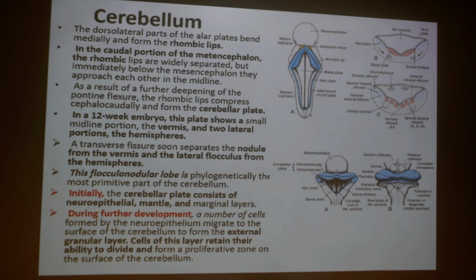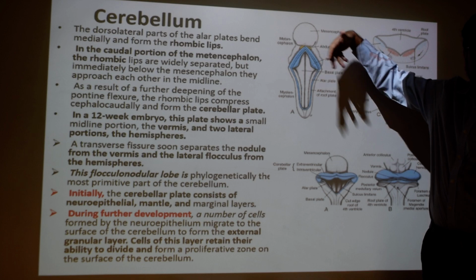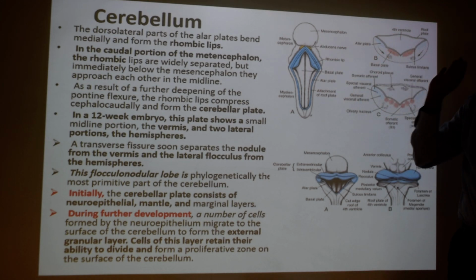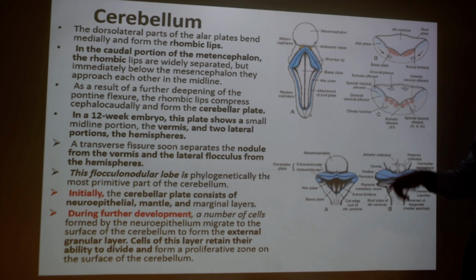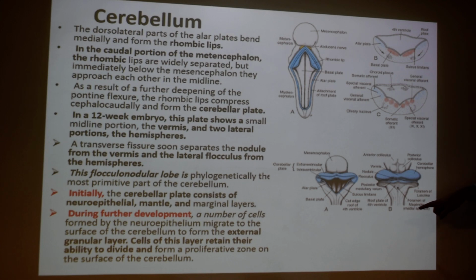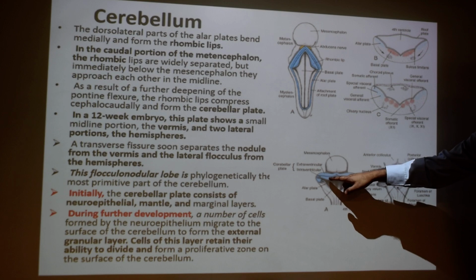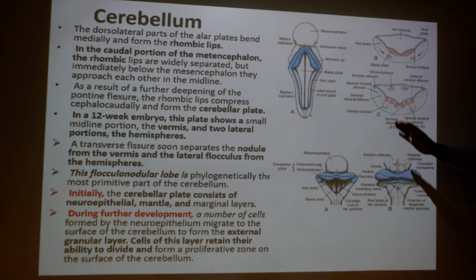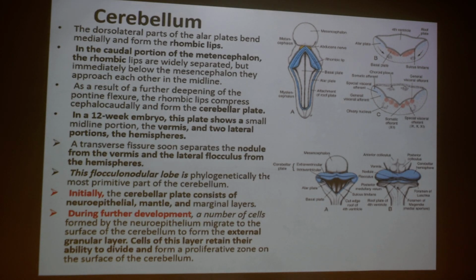Now, as the pons is going to give rise to the pontine flexure, these rhombic lips, which were like this, you see this, they are separated. As the pons is going to have a pontine flexure, these lips will come together and form a single plate-like structure. So these rhombic lips are going to form the cerebellar plate.